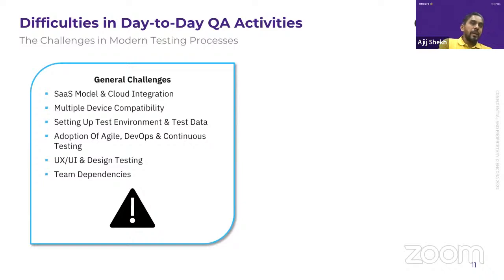And the last is team dependencies. Team dependencies means we are working in the modern QA process, so definitely we are connecting with developers, with the client, and with other team members. So QA can depend on one another. These are very general challenges from day-to-day QA activities whenever we follow the modern QA process.